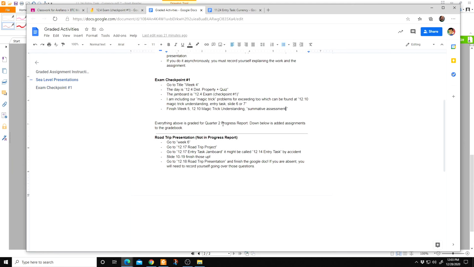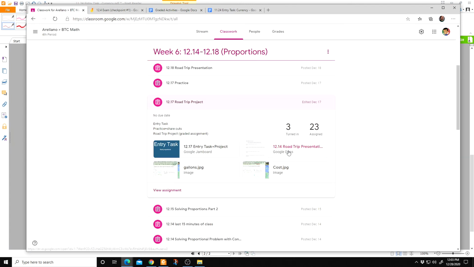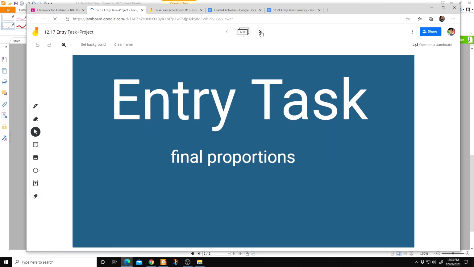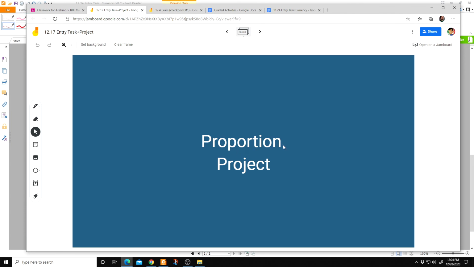Again, you go to graded activities, it'll tell you go to week 6, road trip project, and it is this entry task plus project. So we're gonna click on that. Yours might actually say a different number, and you're gonna start it on slide number 10, called proportion project. And it's a lot of unit conversion stuff. So you're gonna go ahead and finish that up as well.